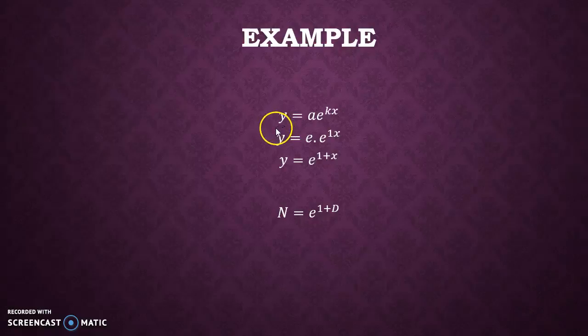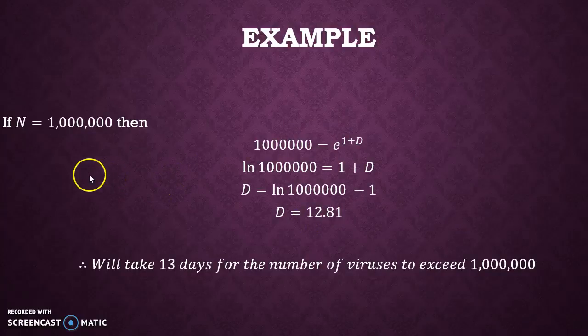So back to our exponential equation. Again, we're using a simplified model here just to make it a little easier for our calculation. So y equals a e to the power of kx. Substitute our a and our k values: e times e to the power of 1x, which we can rewrite as e to the power of x plus 1. So the number of viruses equals e to the power of 1 plus the number of days. If we're looking for when it is 1 million, we substitute 1 million in, take the natural log of both sides, subtract the 1, and we get that it takes 12.81 days. So on the 13th day, it's going to exceed 1 million viruses.